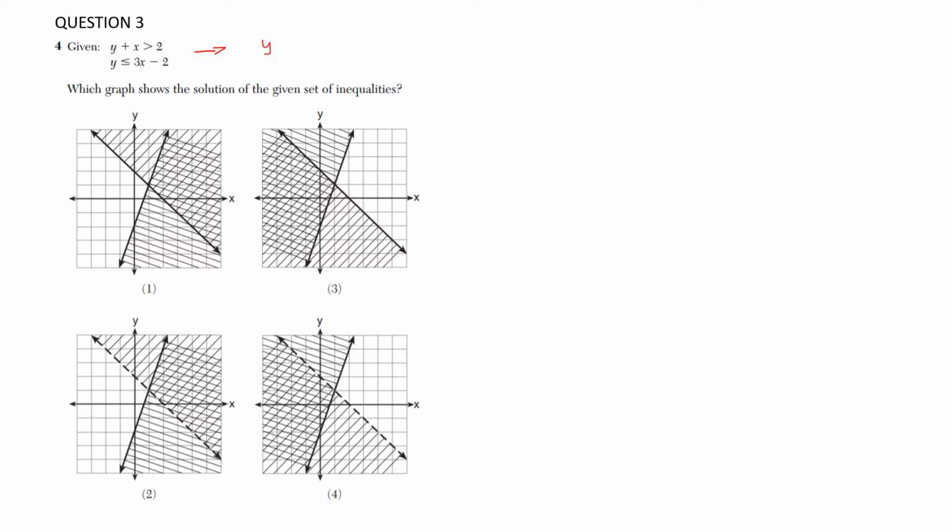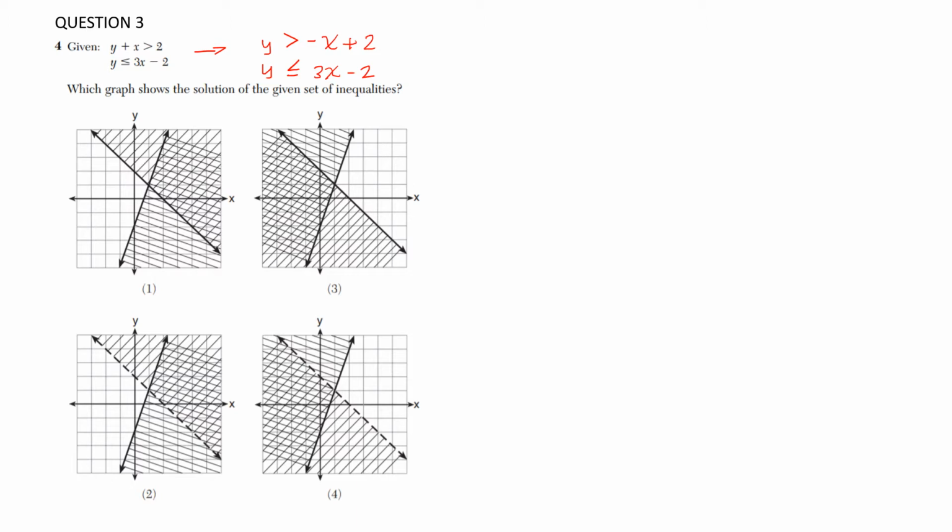So the first one should be y is greater than negative x plus 2. All I did was subtract x from both sides. And this one we can leave as is. Y is less than or equal to 3x minus 2. So after looking at these, we can just graph them as if they were lines.